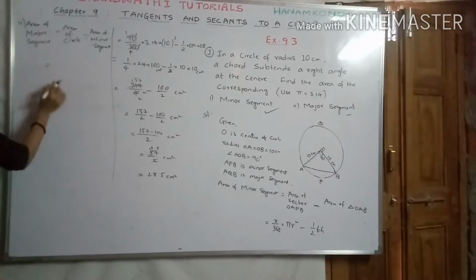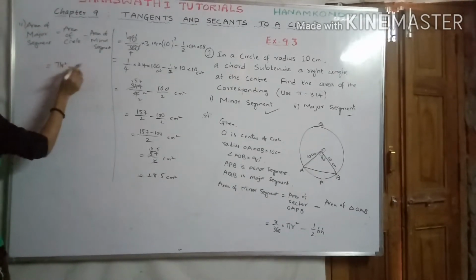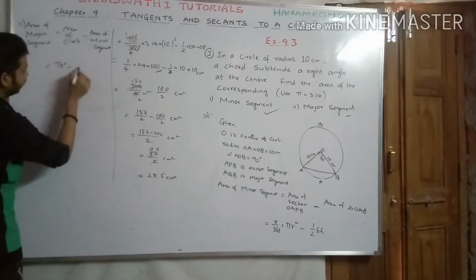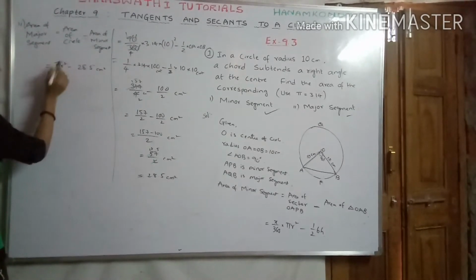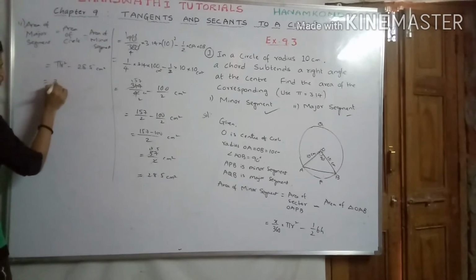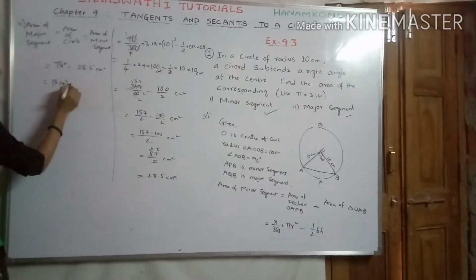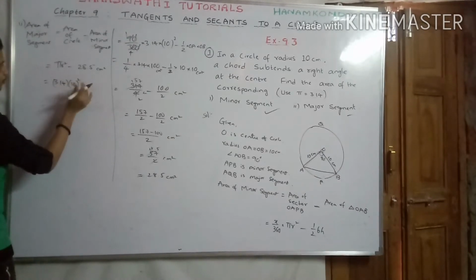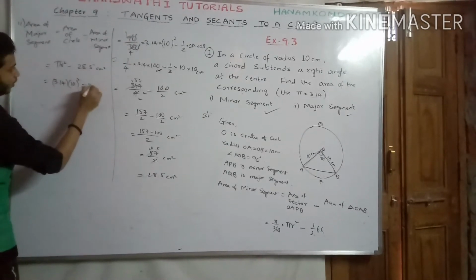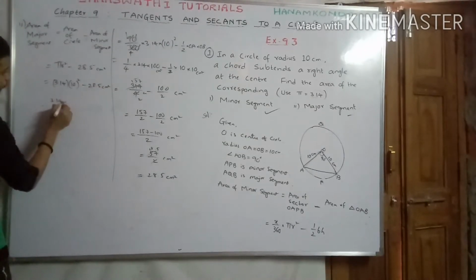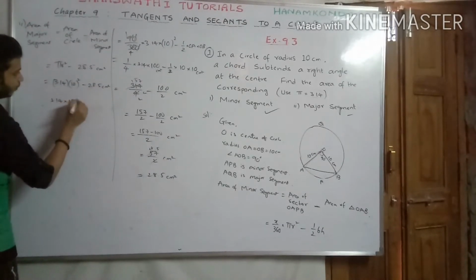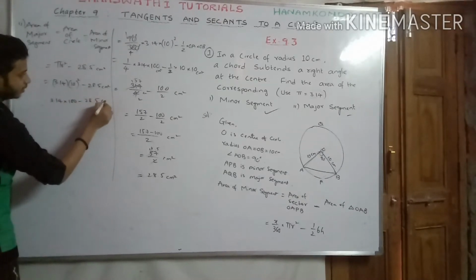Okay, so area of circle, we know that formula is pi r square, minus area of minor segment we have obtained, 28.5 centimeters square. It is mentioned in the question that pi value is to be taken as 3.14. So 3.14 into r square, and our radius is given as 10 centimeters, so 10 square, minus 28.5 centimeters square. 3.14 into 10 square is 10 times 10, that is 100, minus 28.5 centimeters square.